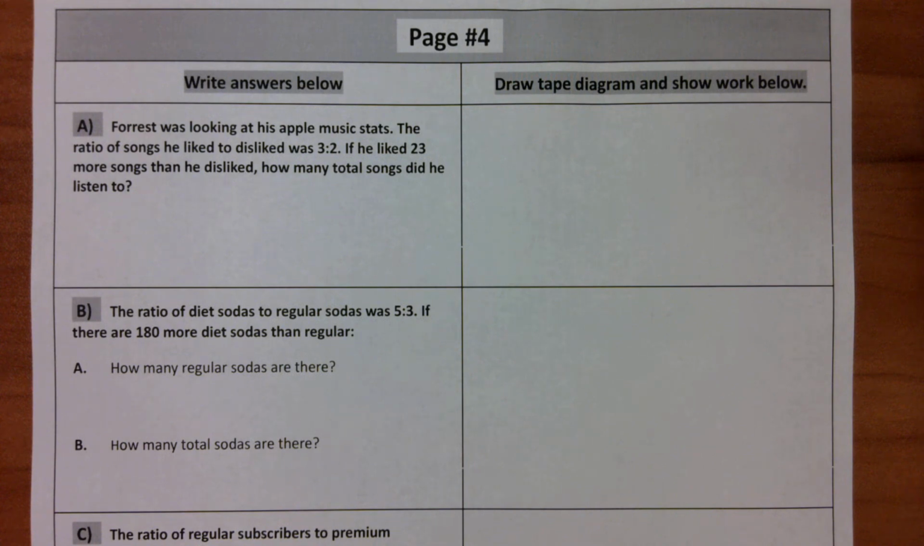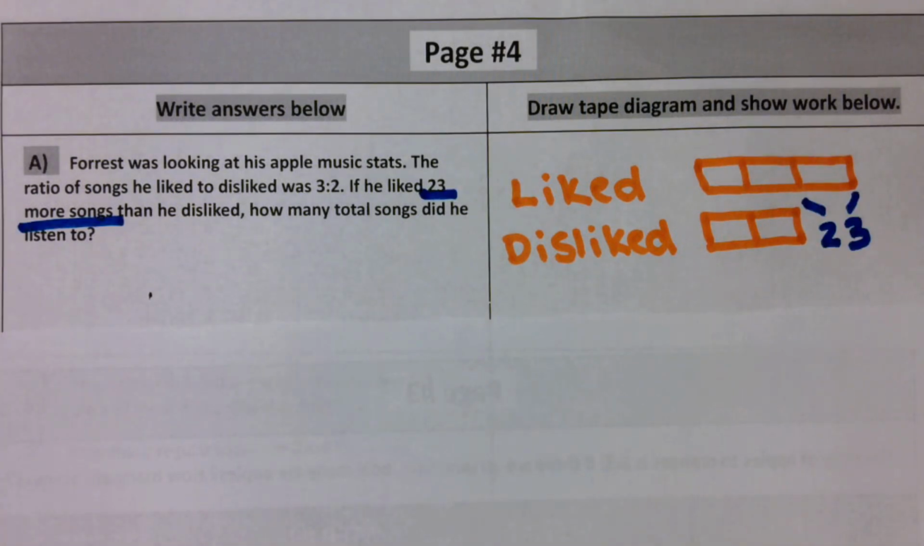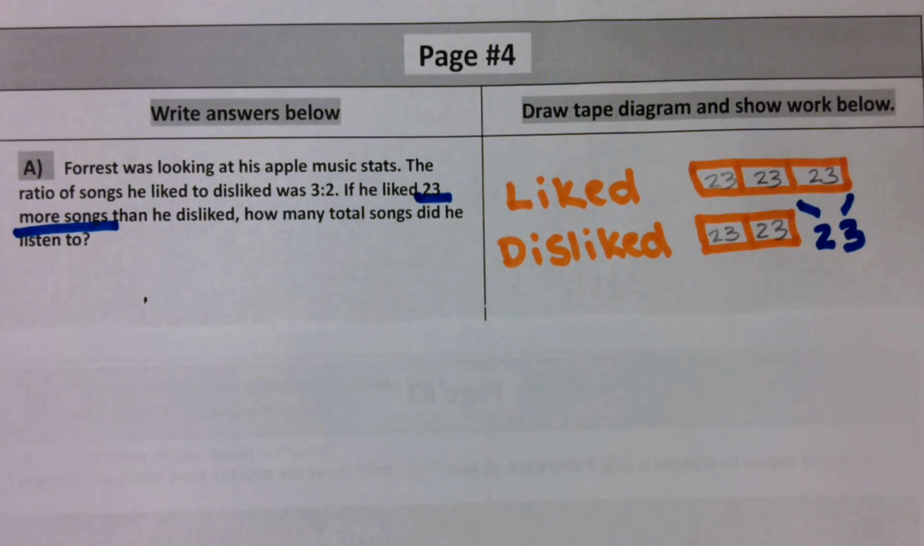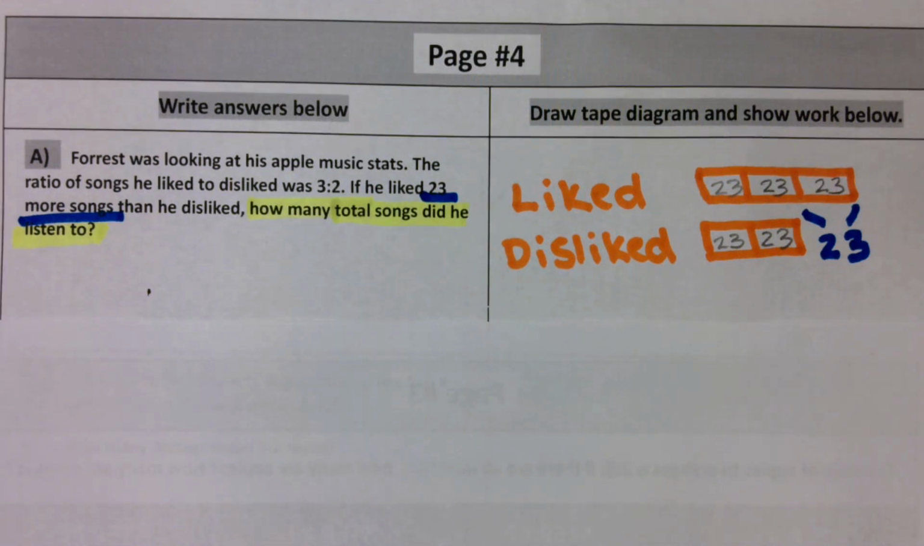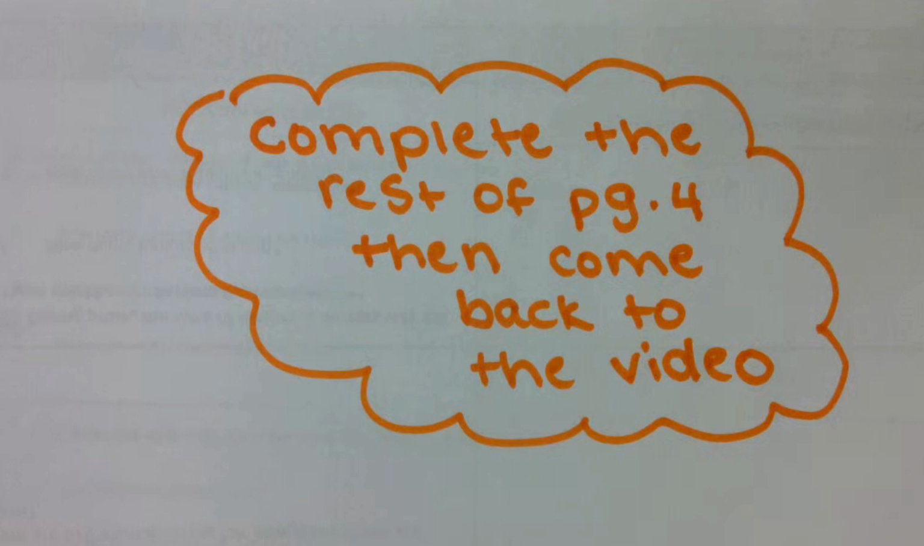Complete problem A, then come back to the video to check your work. This is what you should have as your first step. This is what you should have to represent liking 23 more songs. If one box is 23, all of the boxes are 23. The question's asking how many total songs did he listen to? So we're including liked and disliked. And 23 times 5 is 115 total songs. Complete the rest of page 4, then come back to the video.